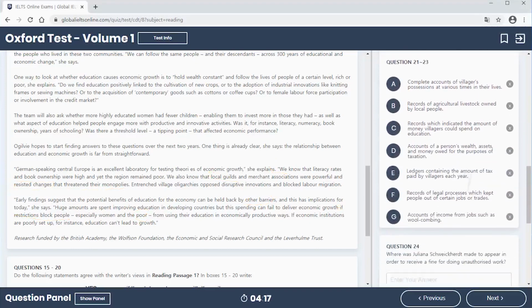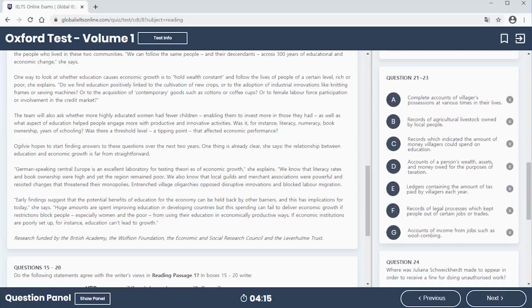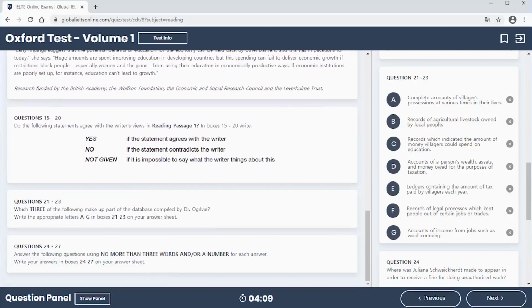So you scroll down, question 21 to 23. We've got to find out which of these are accurate. Which three of the following make up part of the database compiled by Dr. Ogilvie? So what three things are going to be in her database? So we've already kind of read through a little bit.